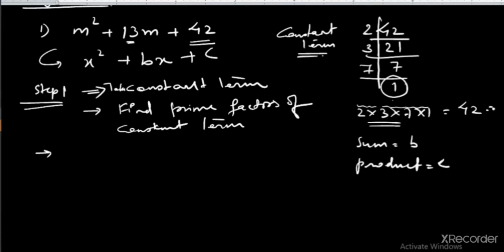So 42 is C only. This is your C, 42, and B here is what? It is plus 13. So you need to get plus 13 here as the sum and 42 as the product. For the product, you need not worry, because whichever way you consider, after multiplication it will ultimately give you 42. But for the sum, you have to check how to arrange in such a way that you get the sum as 13.